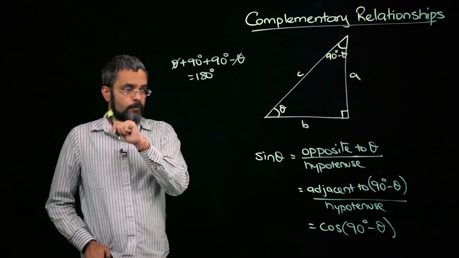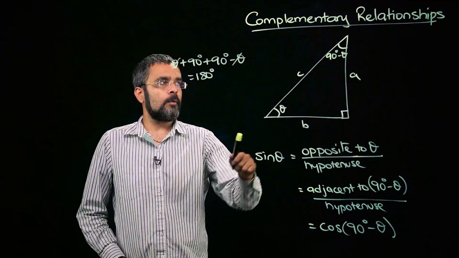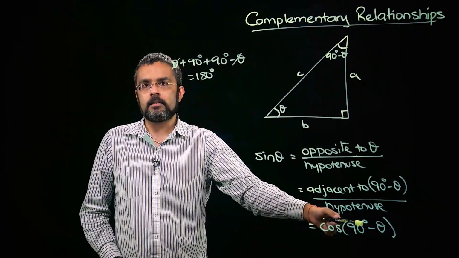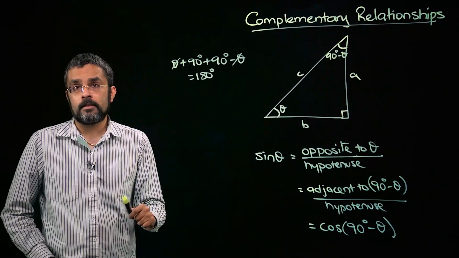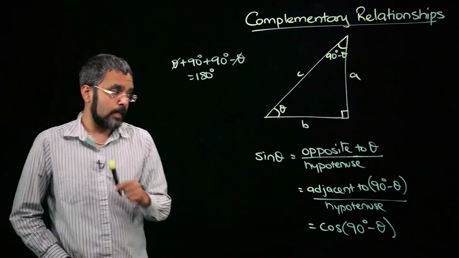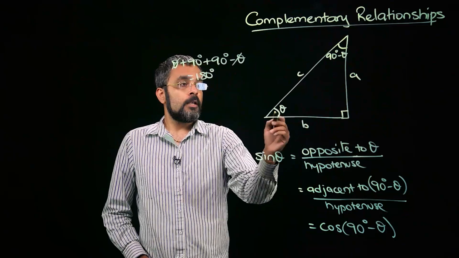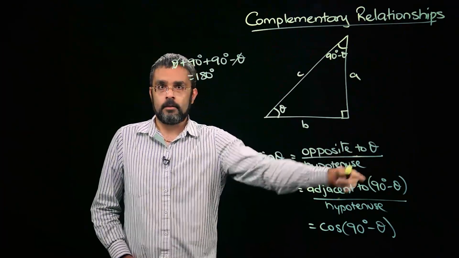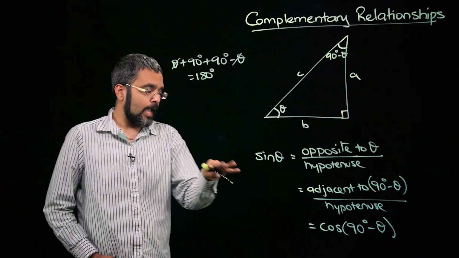Now I forgot to mention this before, but just make a note here that when we are working with a right triangle, we typically give our angles in degrees and not in radians. But when you're working with a unit circle, we always work in radians. So please make that note. So sine of theta is nothing but cosine of 90 minus theta, and here's the work to show that.